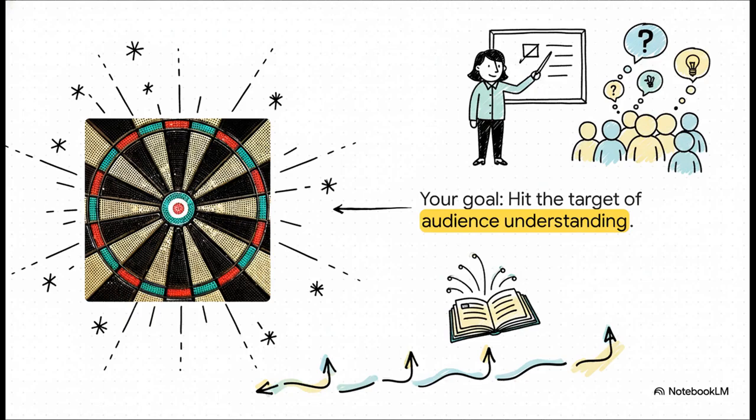At the end of the day, the goal of an informative speech is actually pretty simple. You are trying to hit one target, audience understanding. That's it. Your main job is to be a teacher, a guide. You want to hand over knowledge to your audience in a way that's accurate, clear, and makes sense to them.